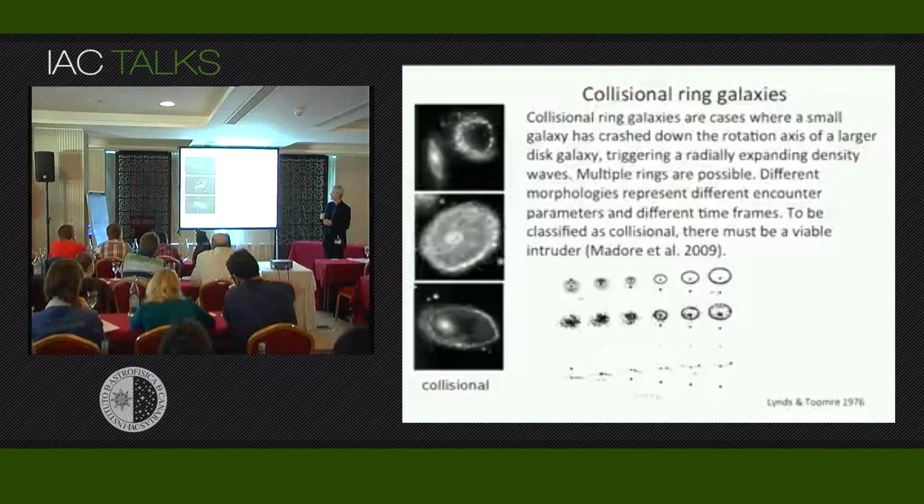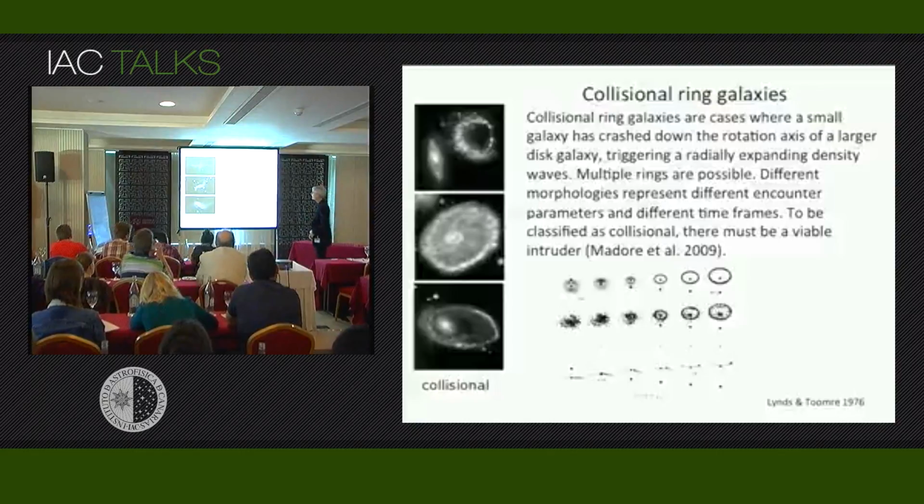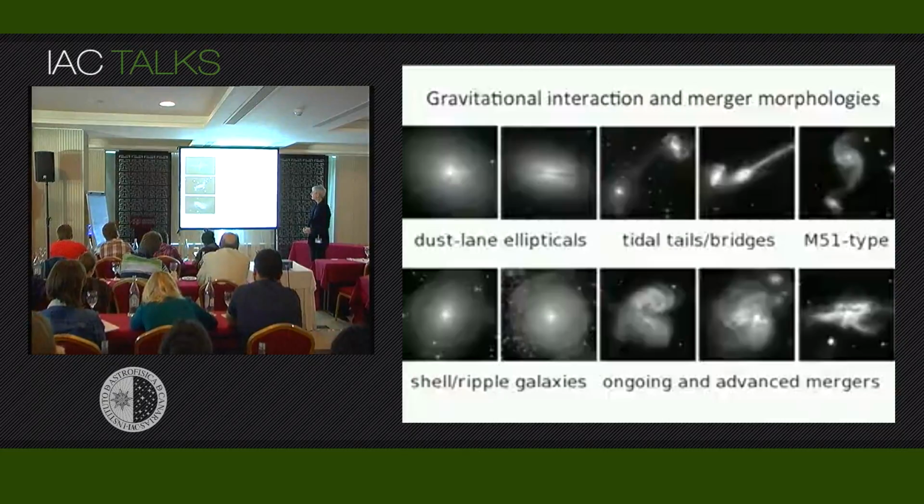The model of Lynds and Toomre in 1976 seemed to explain fairly well how you might get the ring. And there was a recent big catalog of collisional rings, Madore et al., 2009, and their conclusion was that if you want to identify collisional rings, there has to be a nearby companion. And you can see it in the upper one, and there are nearby companions, I think, to both of these. So they represent a specific type of gravitational encounter.